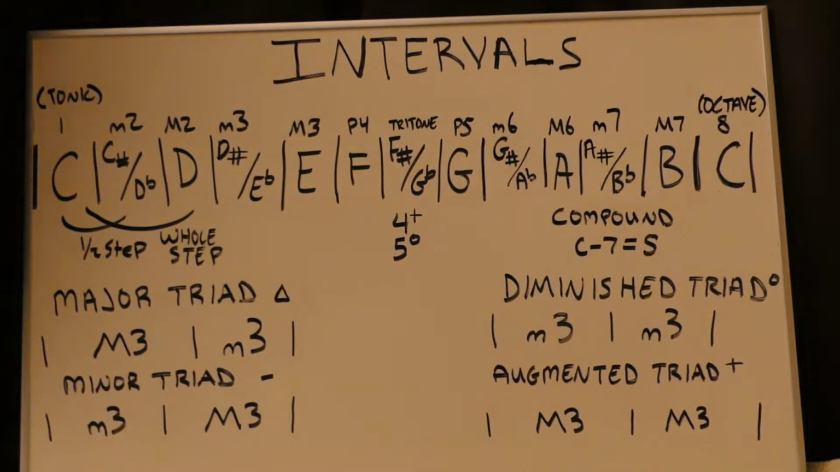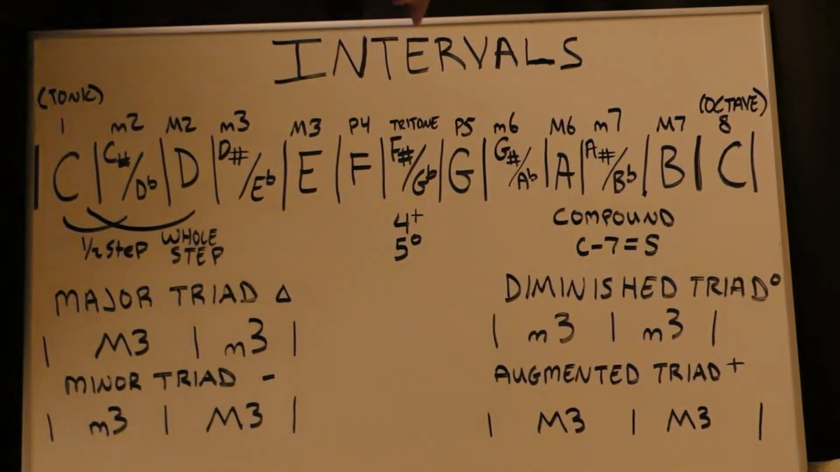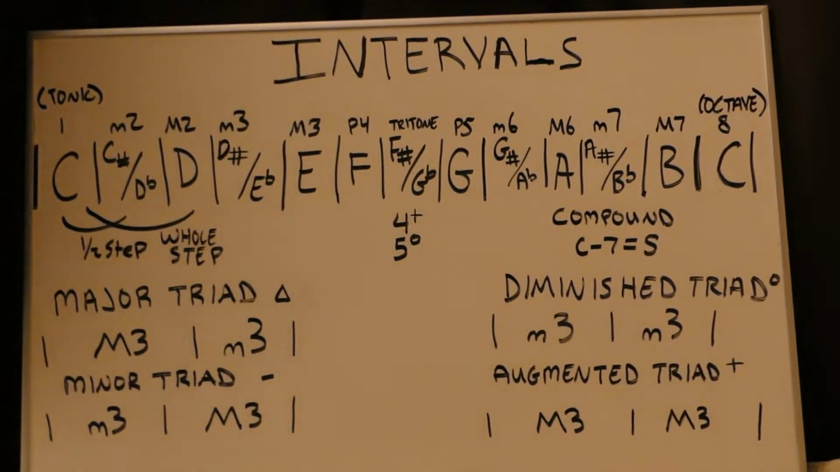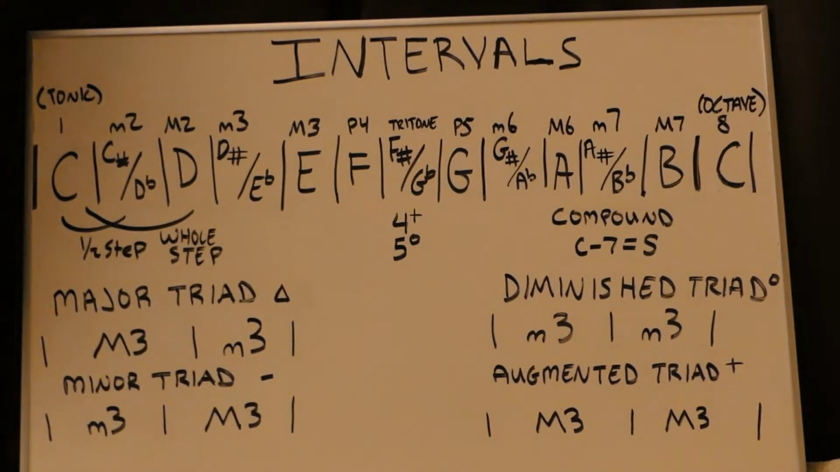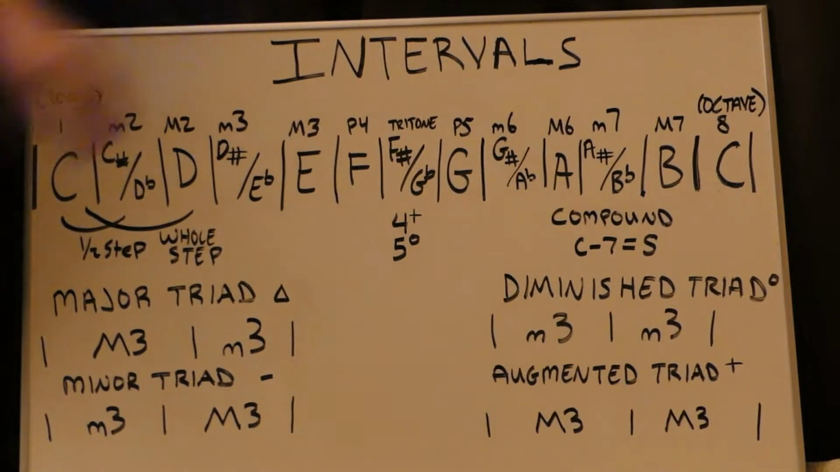So here's a minor seventh, and here's a major seventh, or the leading tone. In your head, you want that to go to the tonic. And the last interval is the octave, which is a perfect eighth. And in this series, these are what we call simple intervals.